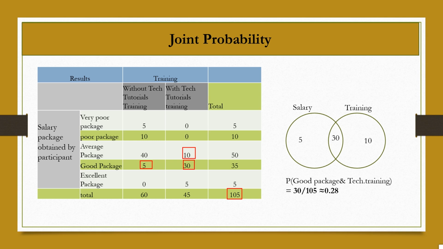They specifically ask for people with training, remember that. The question is to find the probability that a candidate has attended tech tutorial training and also has a good package. We need to consider two factors: a candidate who attended the training and who has a good package. So clearly that number is 30, divided by the total number of candidates, which is 105. So here you get the answer clearly.